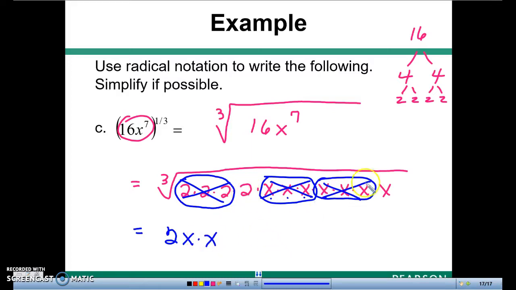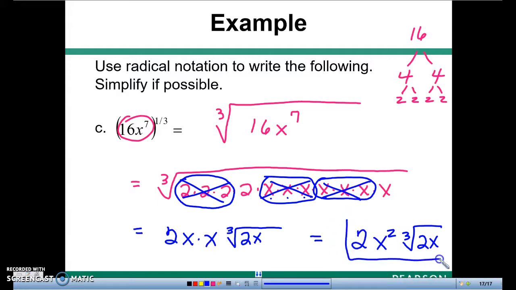The 2 and the x must stay under the radical sign. So it's the third root of 2x. Let's simplify putting x times x together. Our final answer is 2x squared, the cube root of 2x. Ooh, that's a little bit different than what we've done up to this point, isn't it? Yep, that is simplified form. Make sure to get that one in your notes.